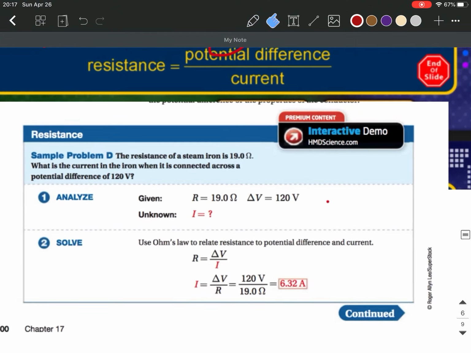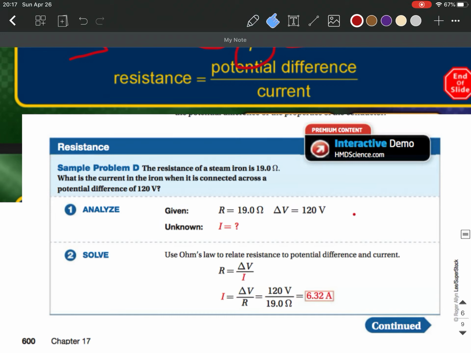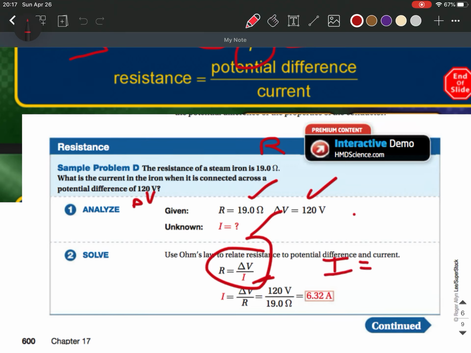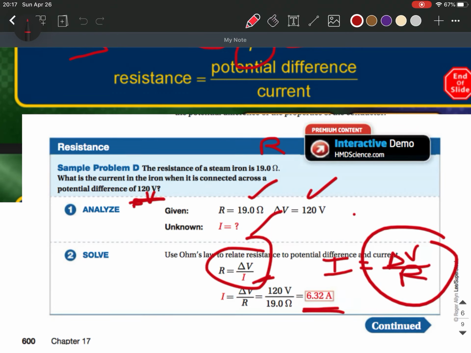And now let's do an example. The resistance of a steam iron is 19 ohms. So they're automatically giving me R, straightforward. What is the current in the iron when it is connected across a potential difference? So they're giving me the potential difference, which is delta V, right there. And they want me to find the current, which is I. So I'm just going to be solving the formula for I. So I equals delta V over R. And you just substitute, and you should get 6.39, because here they're only using 2 significant figures. I want you to stick to 3 significant figures, so 6.32 amperes.